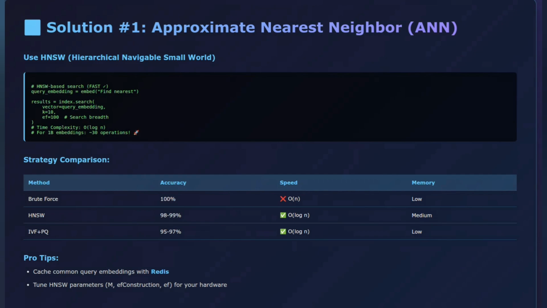Tune HNSW parameters. M controls connections per node. EF construction controls how hard you work when building the index. EF controls search effort. These matter hugely for your specific hardware. You're going from unusable to production ready with these changes.